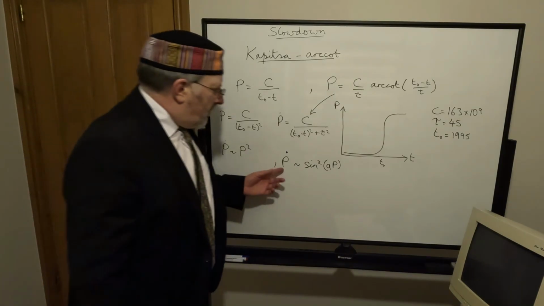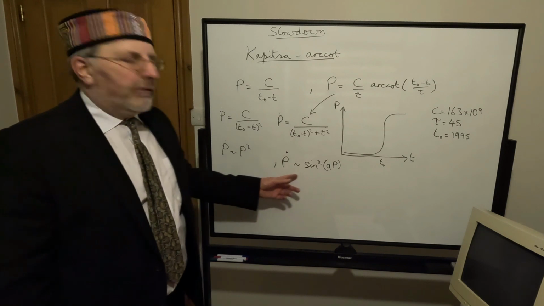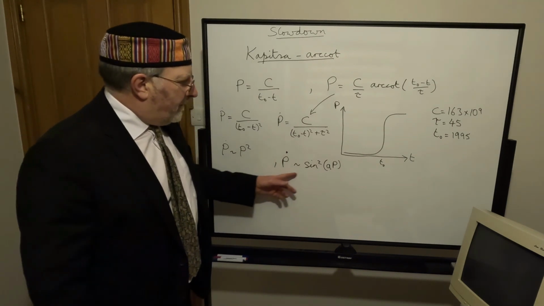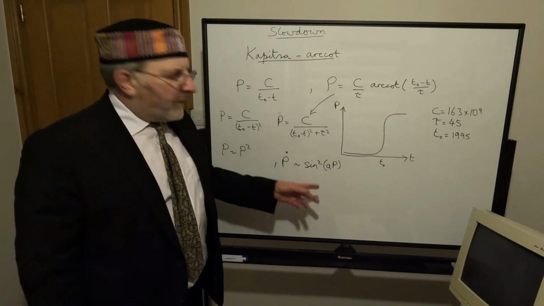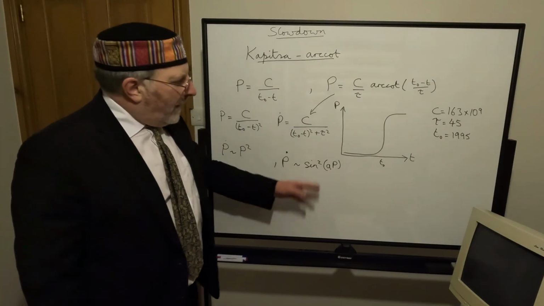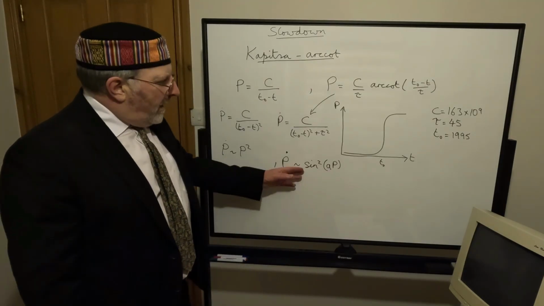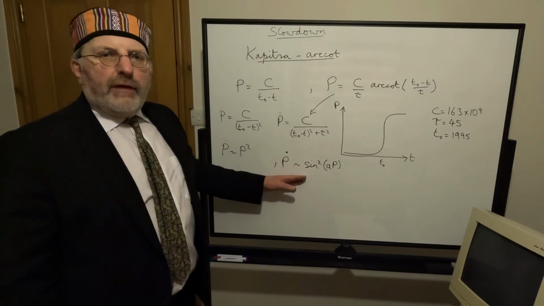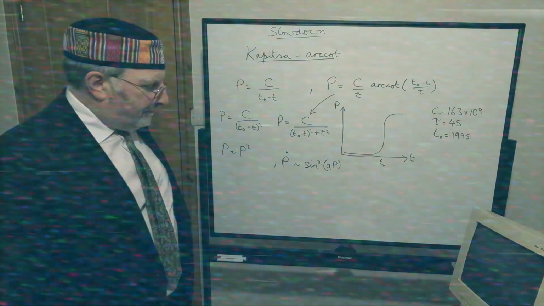But the problem is that no one has explained that. So why should P dot be proportional to the sine squared of AP? Doesn't seem very likely. How would a sine get in there? So we haven't got an answer to that yet, so there's a challenge for you.